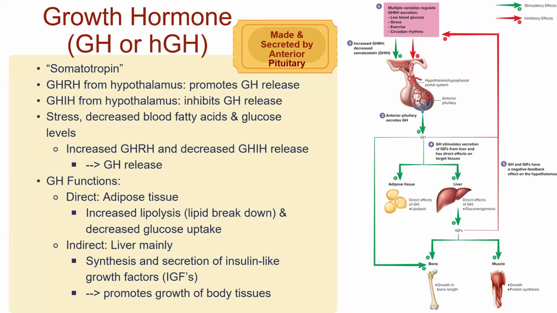And so GHRH is growth hormone releasing hormone. GHIH is growth hormone inhibiting hormone. And so that comes from the hypothalamus. It either promotes or inhibits growth hormone release. And you'll see that pattern with a lot of the anterior pituitary hormones.